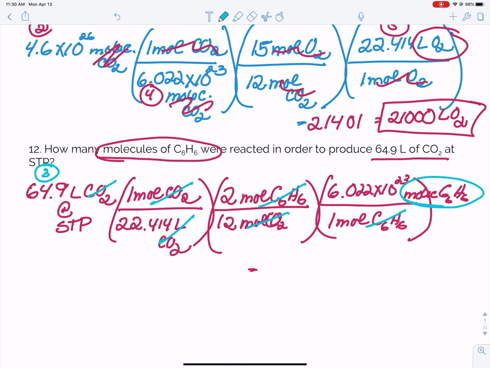Check sig figs. That number has 3. 22.414 has 5. 6.022 has 4. Remember, these don't matter in the middle because we didn't measure that. Those are whole number ratios. You can't have 2.5 molecules, so those are whole numbers. So my answer comes out to be 2.91 times 10 to the positive 23rd molecules of C6H6.